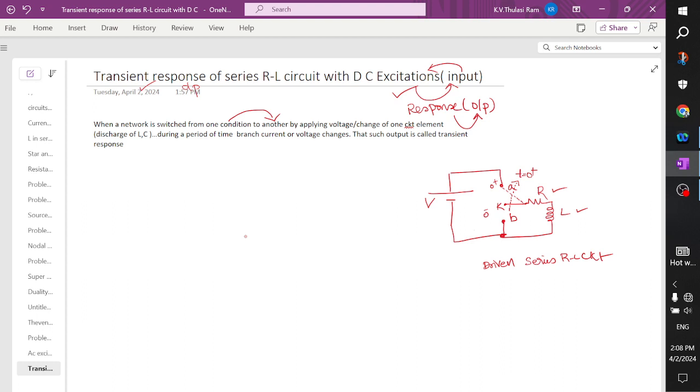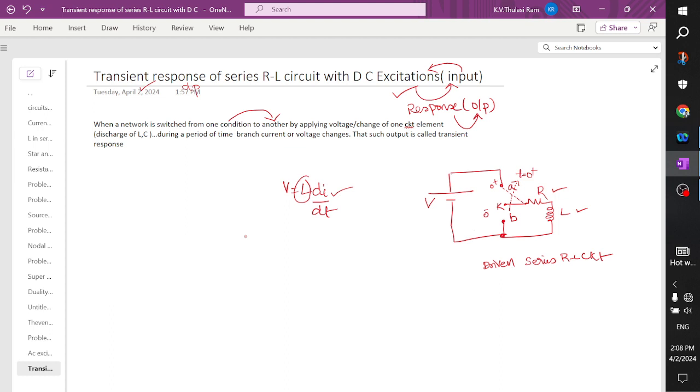Whenever the switching happens, the inductor starts charging with energy. We'll discuss in detail how the inductor behaves. For example, we have the voltage across the inductor V equal to L di by dt. Generally, an inductor does not allow sudden change in current. For example, the current is flowing like this. If the source becomes zero, the inductor will try to discharge and maintain the current.